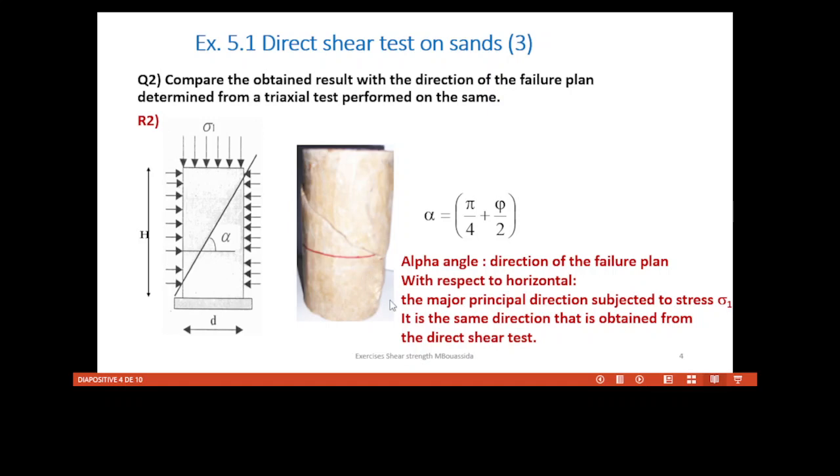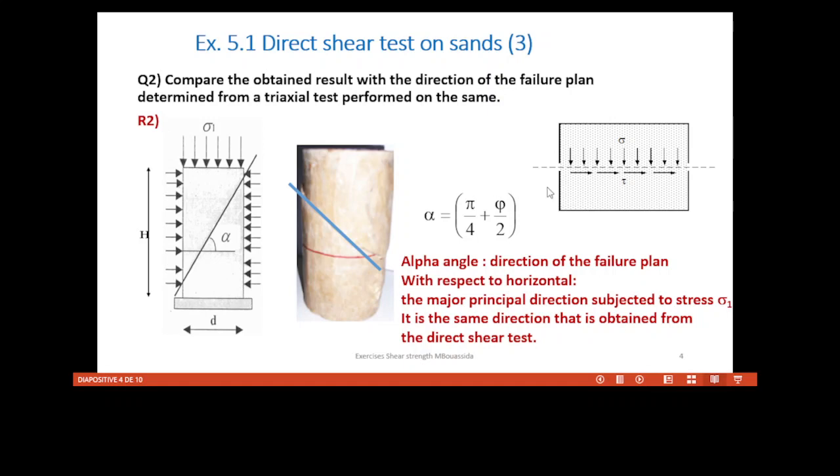For the direct shear test, those two directions are inverted. The angle is the same, but the directions of the two planes are changed. How? Let us materialize this direction of the failure plane for the triaxial test and put again the picture of the direct shear test.